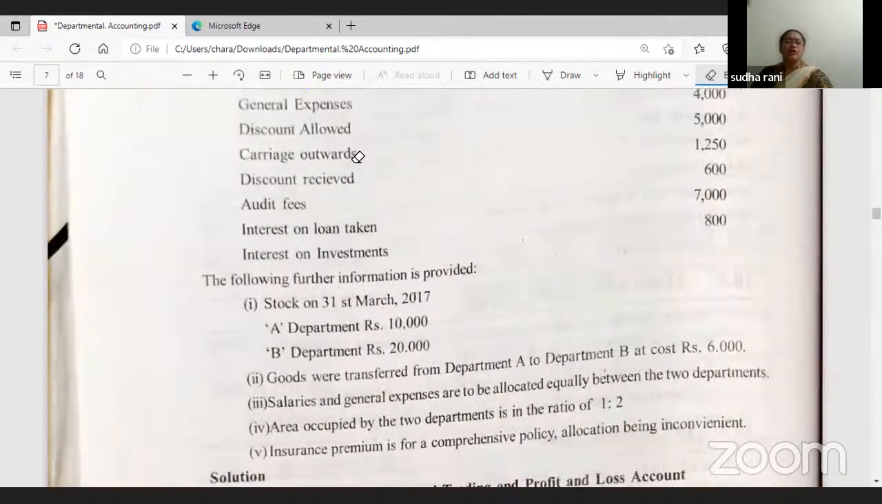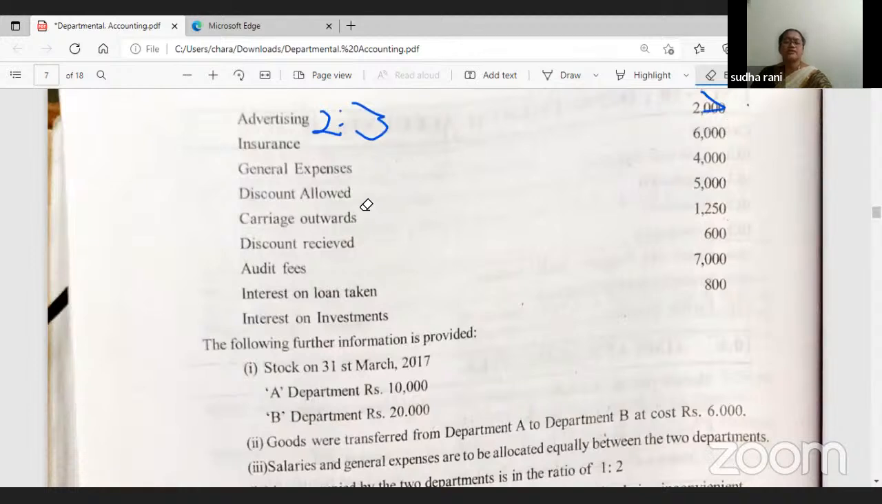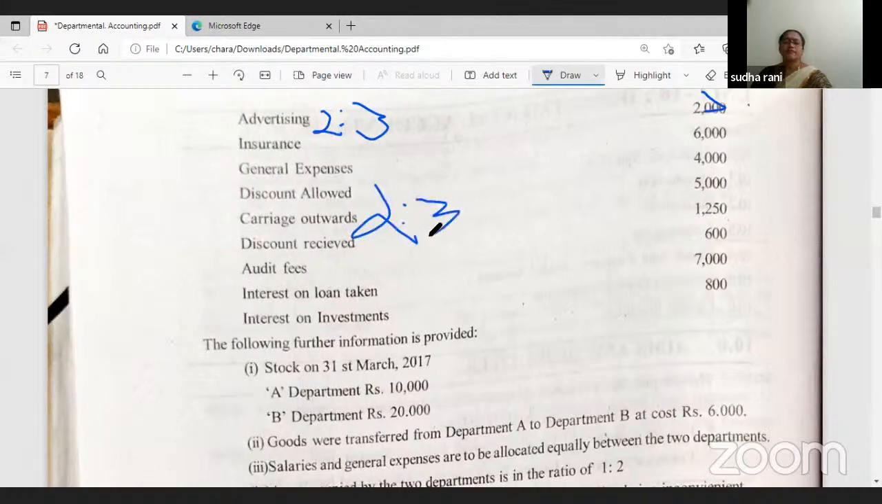Next, discount allowed. On what basis? When you sell goods, you allow the discount, so it is on sales, again 2:3. Discount allowed is 2:3 based on sales. General expenses are 1:1, equal in the sense 1:1, and discount allowed 2:3.